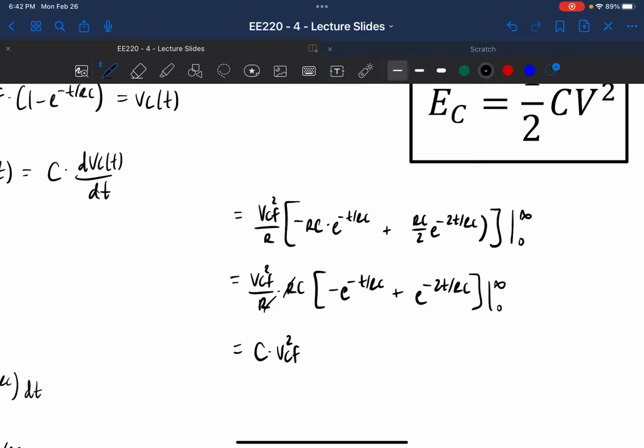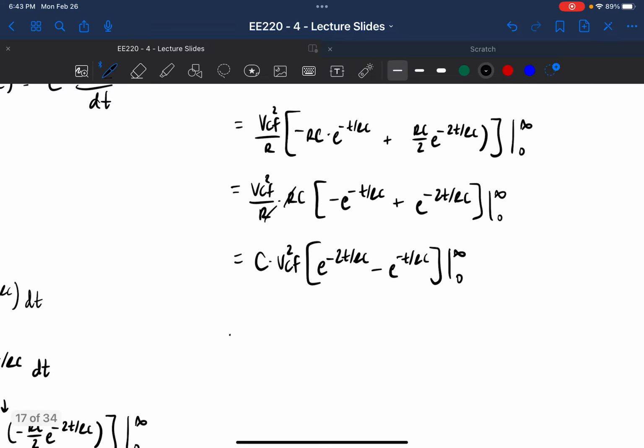You can kind of start seeing this thing take shape here. And I'm going to go ahead and start plugging in my bounds. Actually, I'll flip these two so that the plus one is here first. E to the minus 2t over RC minus e to the minus t over RC from 0 to infinity. Okay, so I'm going to go ahead and plug in bounds now. C VCF squared, e to the minus 2 times infinity over RC minus e to the minus infinity over RC. Both of these terms go to 0 because any e to the minus infinity is obviously 1 over e to the infinity. That's basically 0. So these both go to 0.